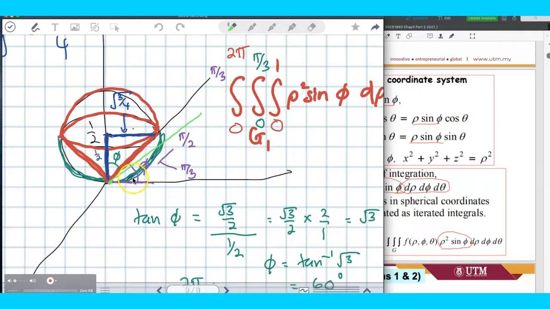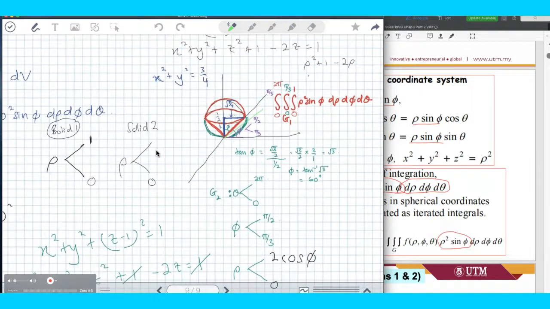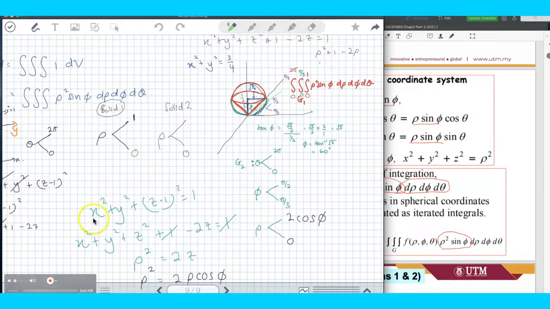So this one is the shifted sphere, right? Where the equation is given by this one. So now we are finding the upper limit. What is the equation in spherical coordinates for this particular surface? So now how can we do that?